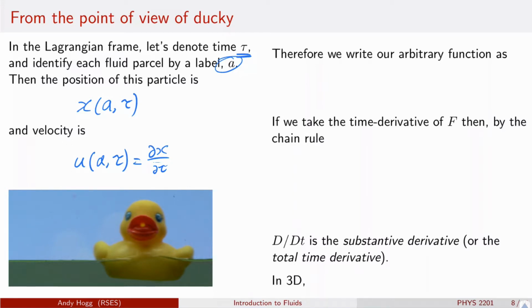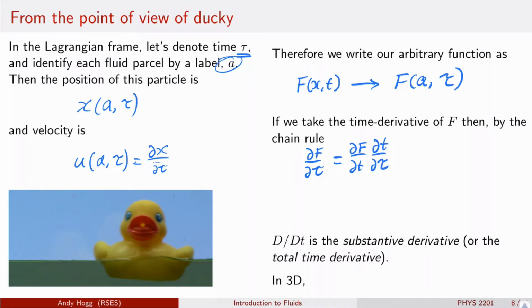Okay, so now let's take our arbitrary function. We used to call this arbitrary function f of x and t. Now I'm going to write it in the Lagrangian description as f of A, tau. Then if we take the time derivative of f in the Lagrangian system and we convert it to the Eulerian system, we write df d tau by the chain rule is equal to df dt dt d tau plus df dx dx d tau.